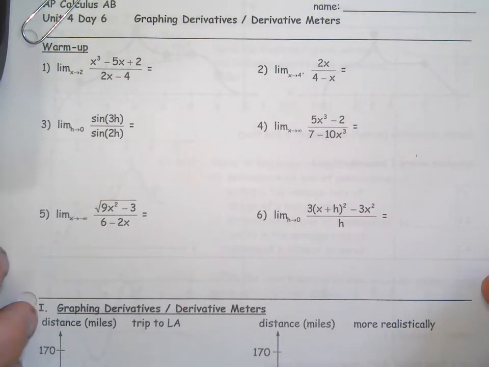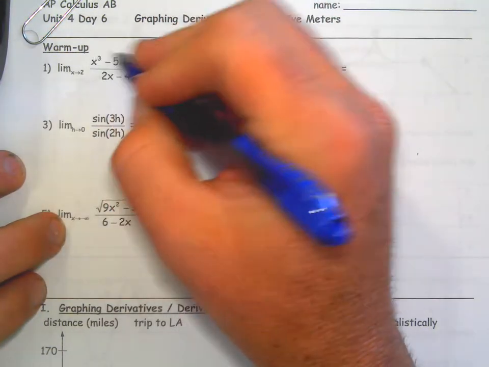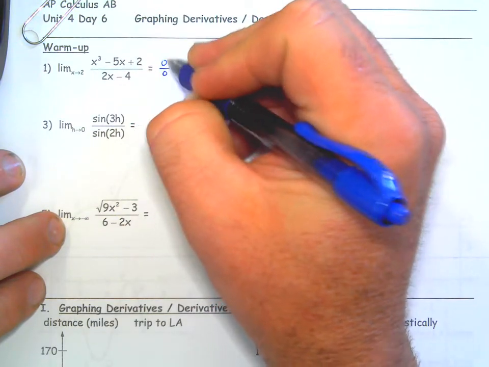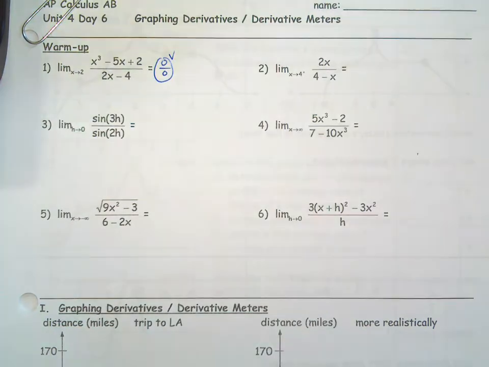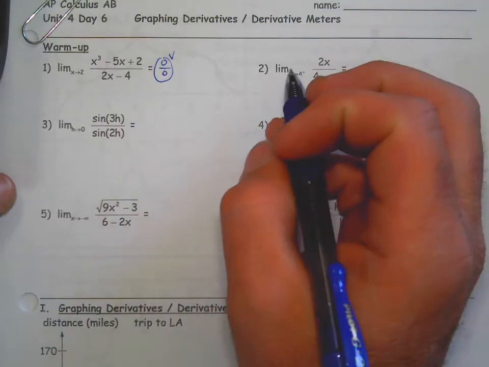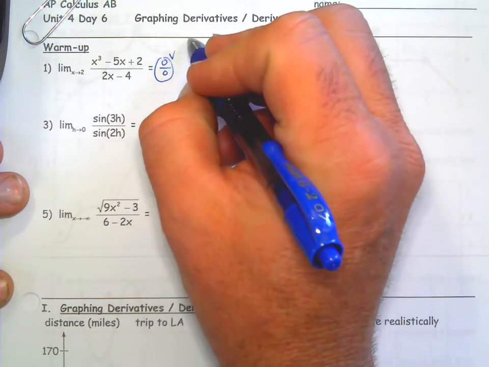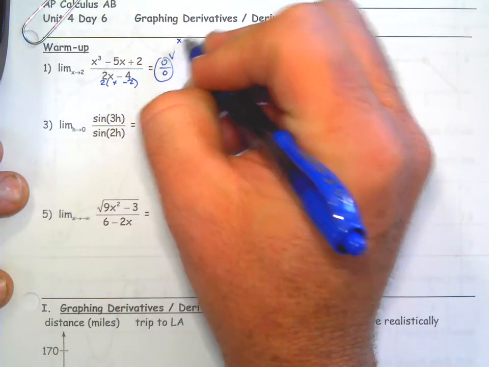So, all right, assuming you tried them. First one, plug in 0 and get 8 minus 10 is -2, plus 2 is 0 over 0. So it's good to show that because it tells you a lot of information. It tells you if there's a hole in the graph that you can factor out. It tells you you would be allowed to use L'Hopital's rule. So the hole is going to be at x equals 2.